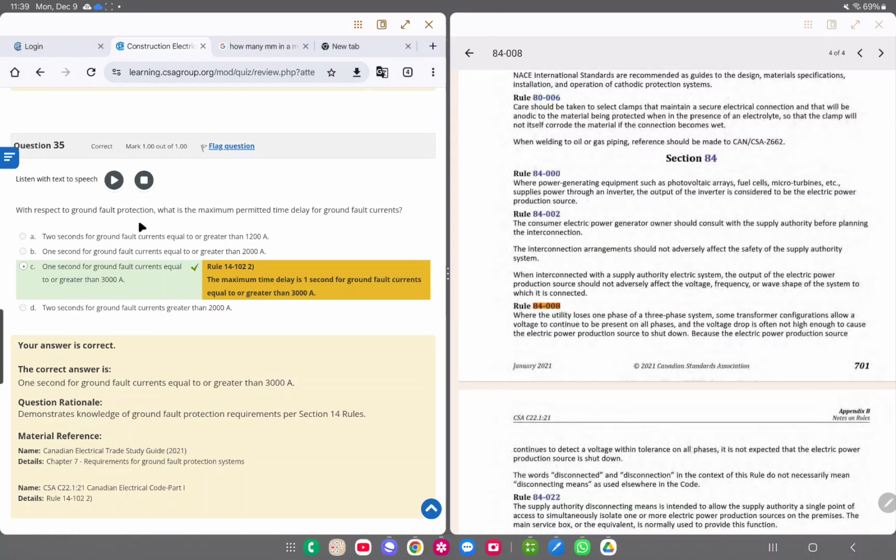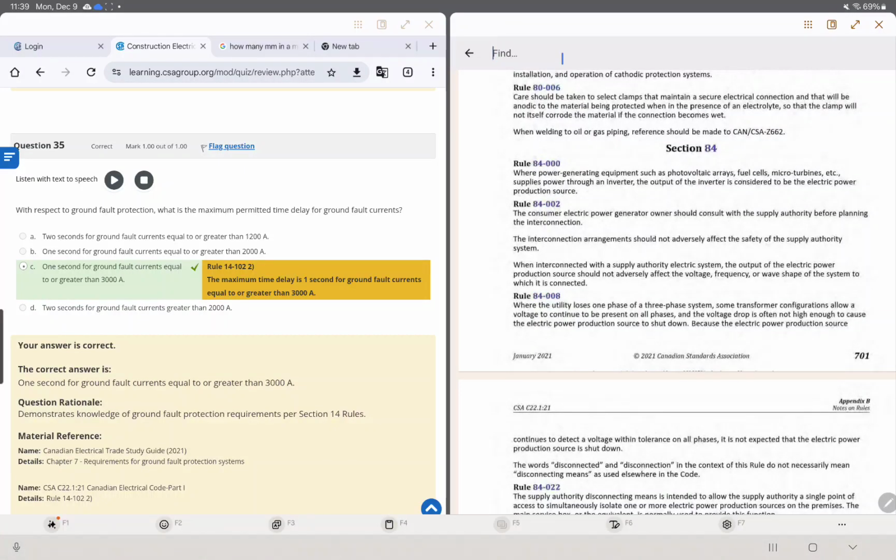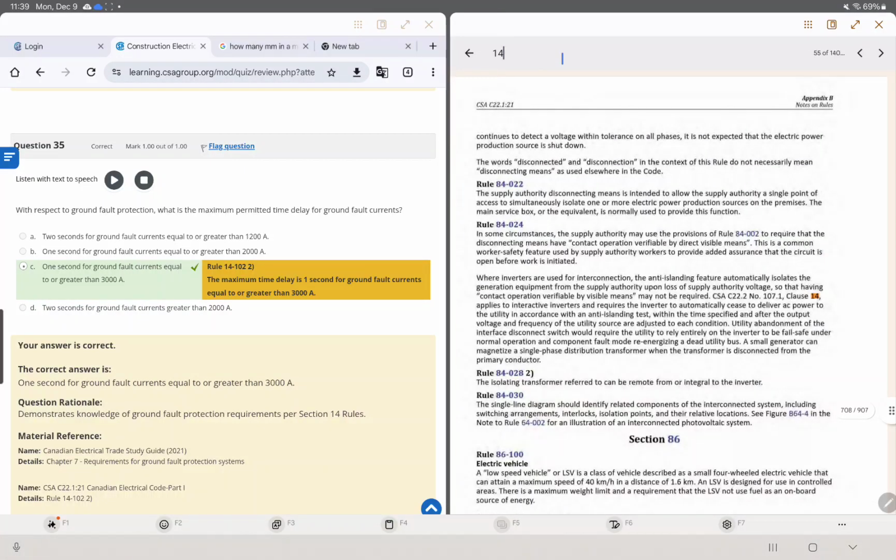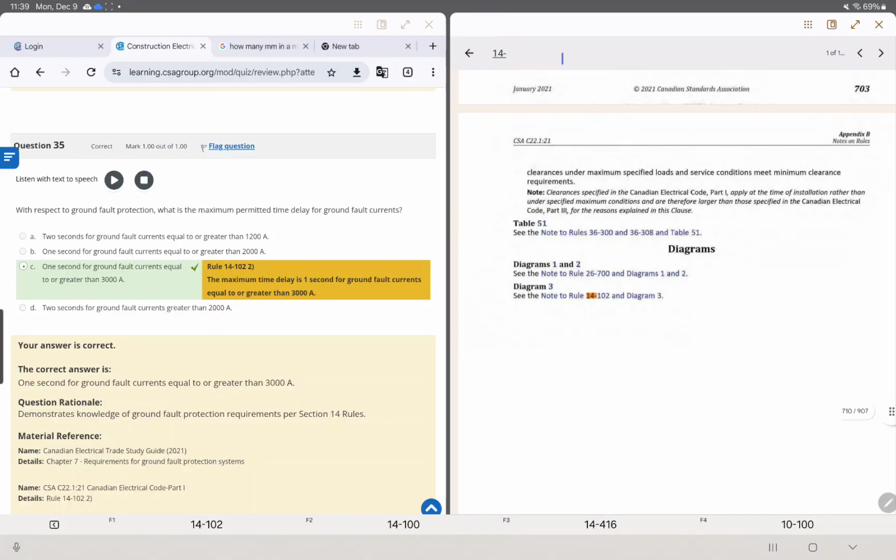with respect to ground fault protection, what is the maximum permitted time delay for ground fault currents? This was in 14-102. I found this by searching the index for ground fault. 14-102.